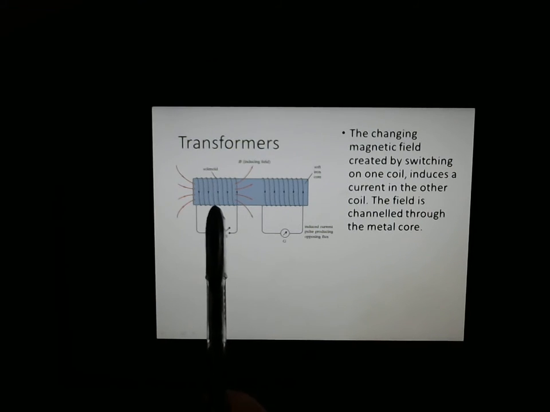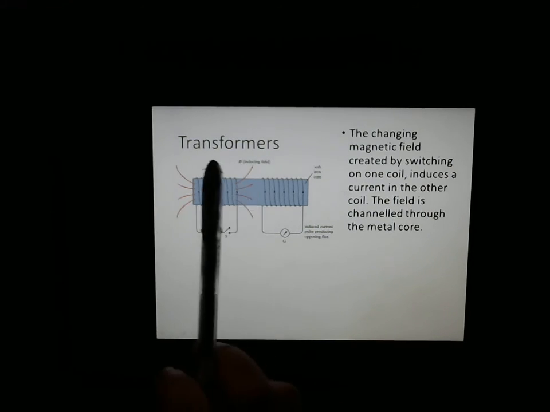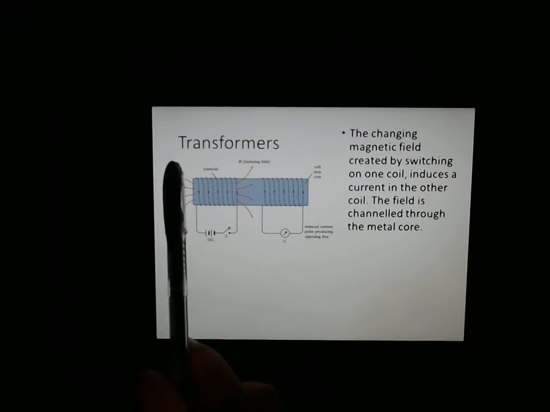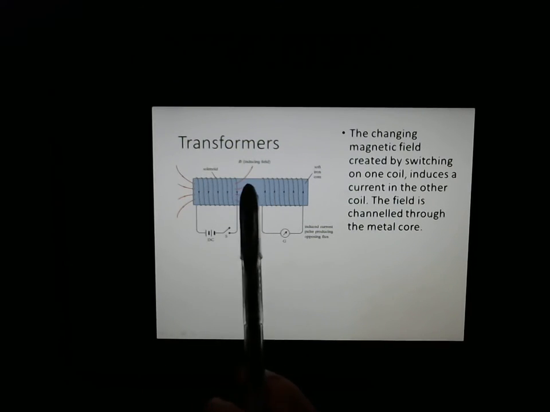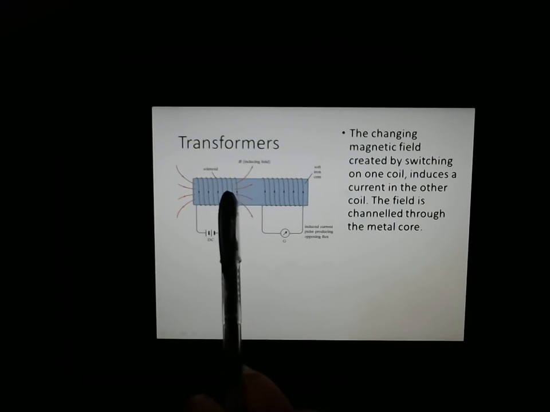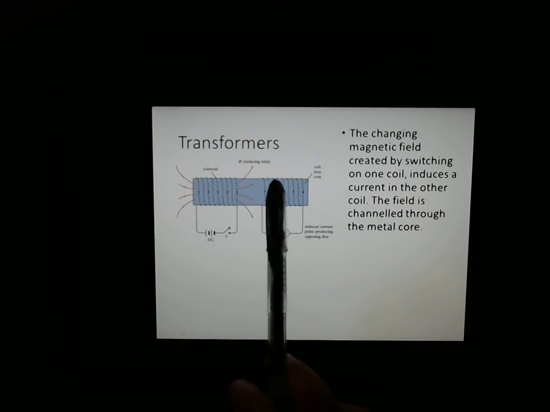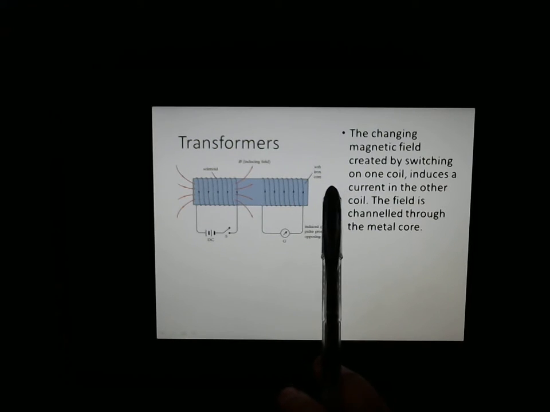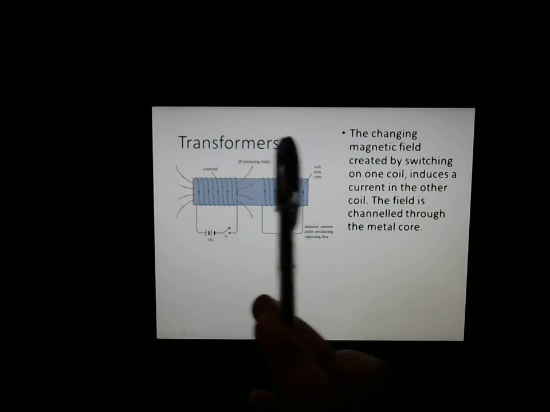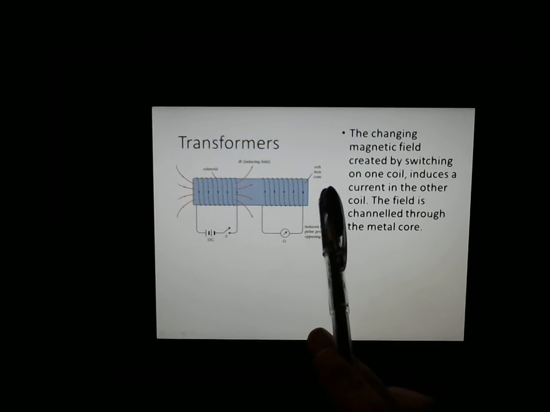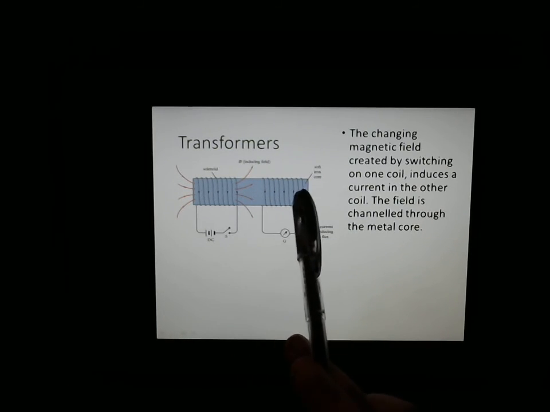When we turn this on, we get a magnetic field. We can see it's running out the north here, coming in through the south. And as we change that field, instead of just leaving here and coming back through, it will go all the way through the iron core here before coming back around. And so there will be a magnetic field running through here.